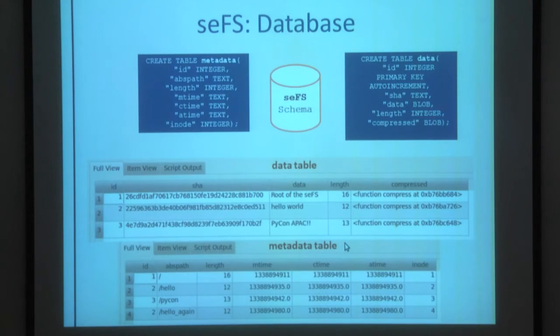But let's say I create another file hello_again here. What happens? The metadata table gets updated with another record for hello_again, but before writing the entry in the data table, it checks the SHA value of that particular file's contents. It sees that hello contents and hello_again contents are the same, and that's why it avoids updating the data table, and in effect it just writes a reference to it.